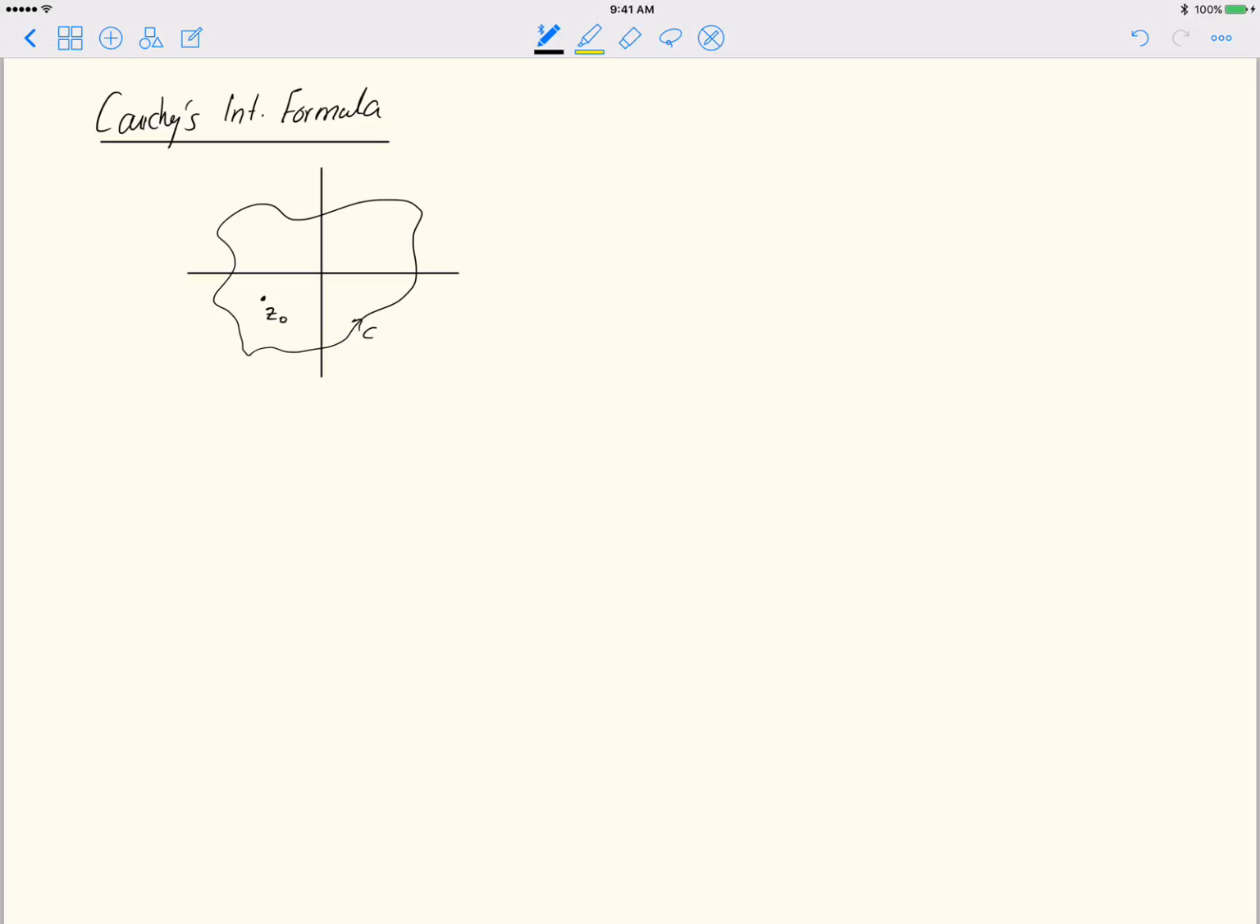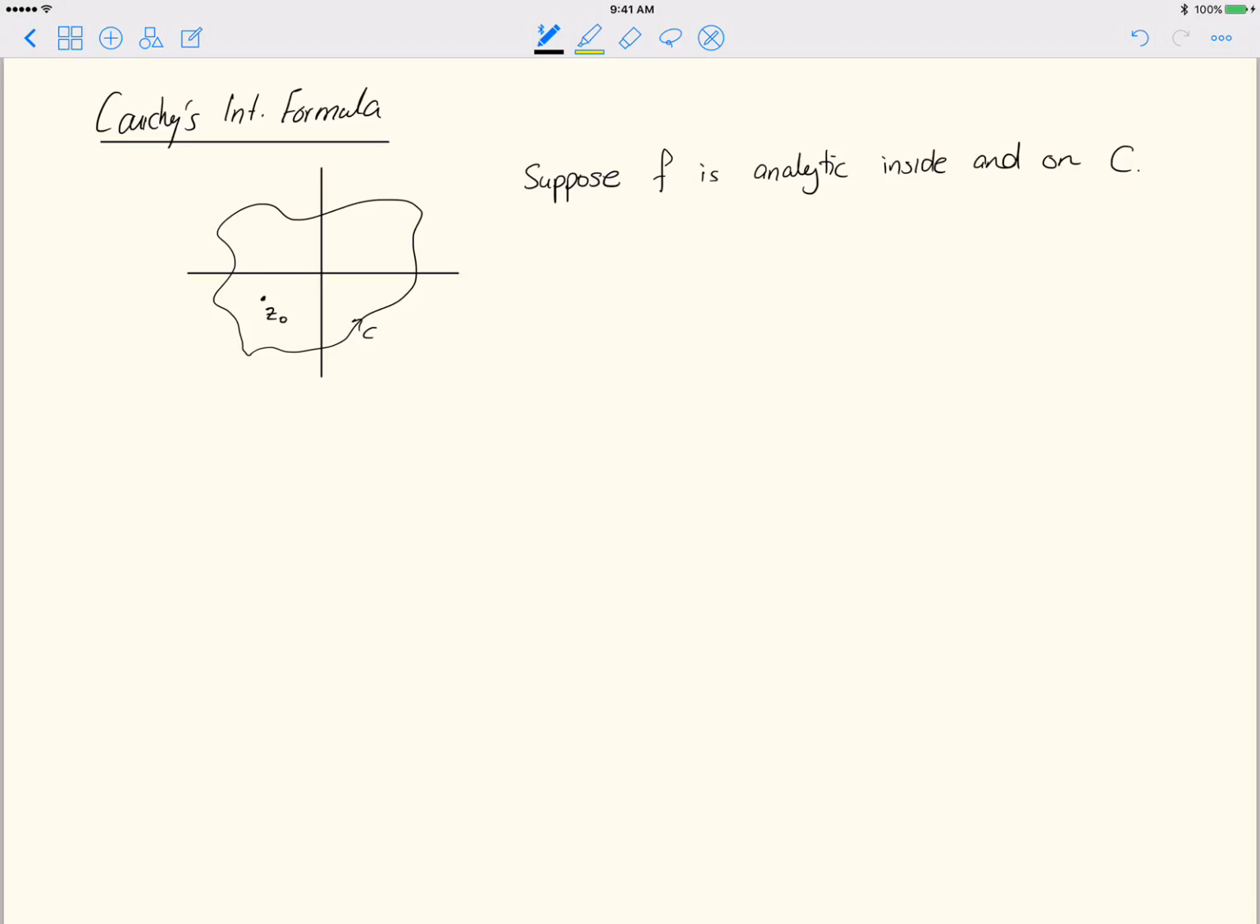And on top of that, you have a function that's analytic inside and on the boundary of C. So suppose you have a function f and it's analytic inside and on a closed contour C. Closed contour means it's just a loop like what I've drawn here. In that case, we have the following result.